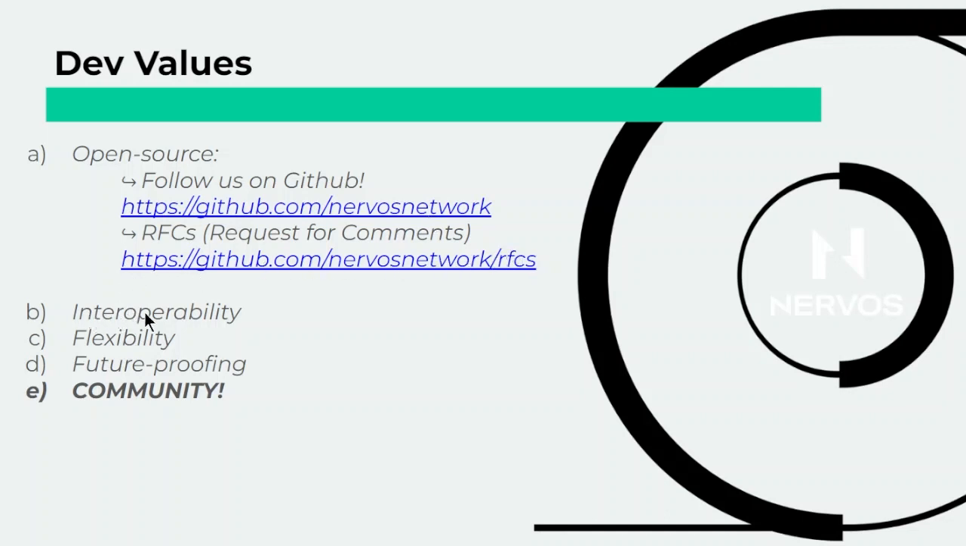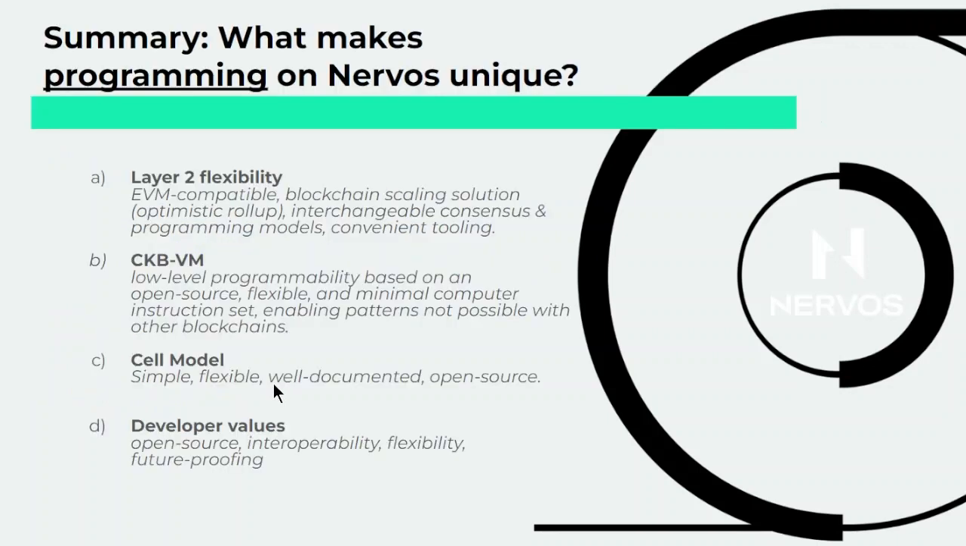We're all about interoperability. Again, we make a lot of design decisions based around wanting developers with different tech stacks and different skills to be able to migrate easily to Nervos Network. Again, that goes along with flexibility as well and future-proofing. And moving on to community.